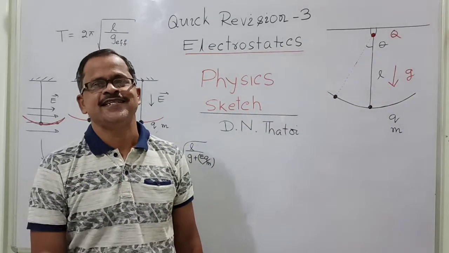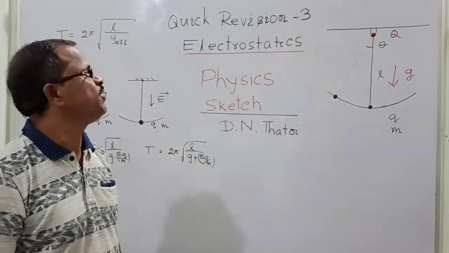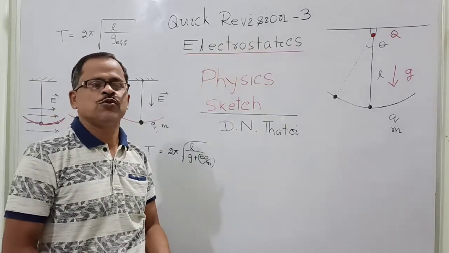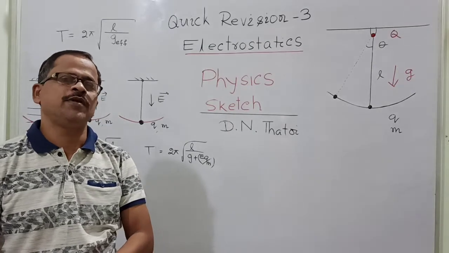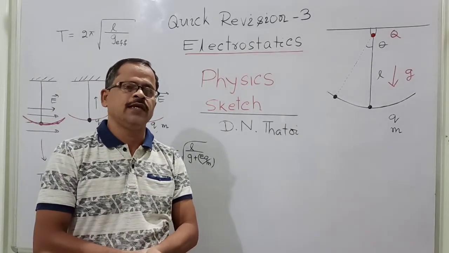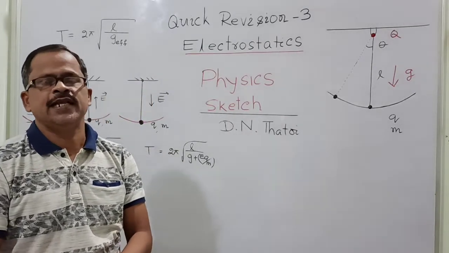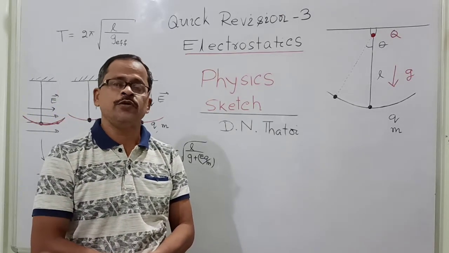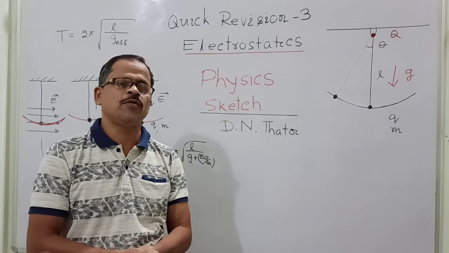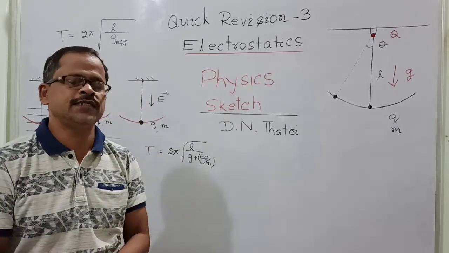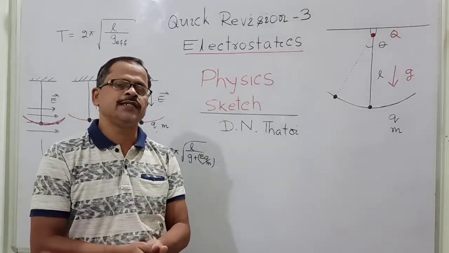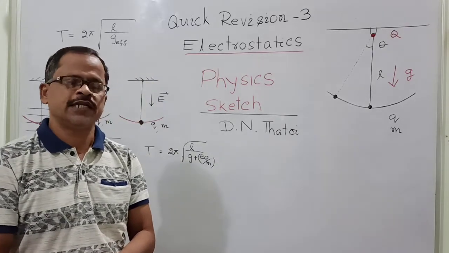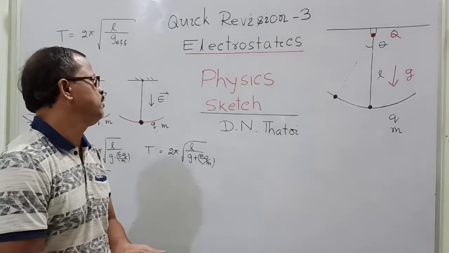Hello students, this is our third class on the quick revision series on electrostatics. We have solved many interesting problems on Coulomb's law, electric field, potential and capacitors. Today also we are going to solve many more interesting problems. The five problems are very interesting and unique, and they are based on lines of force, capacitors, potential and Coulomb's law.